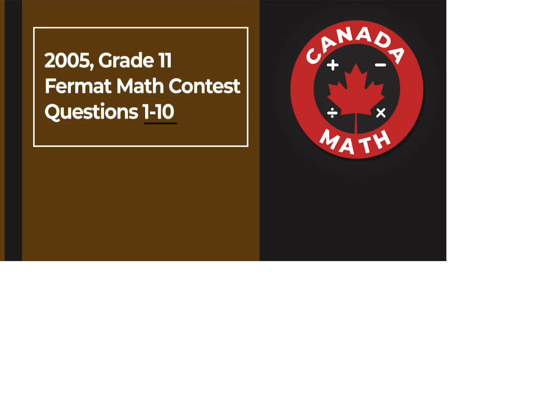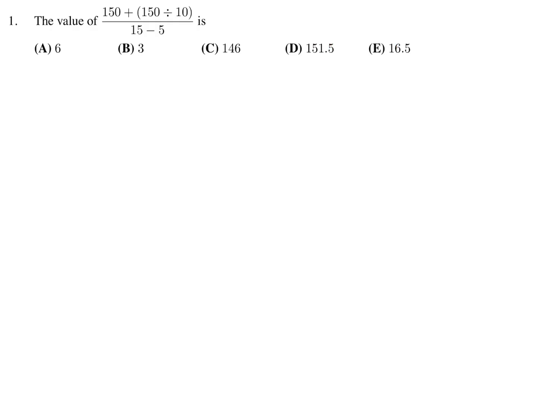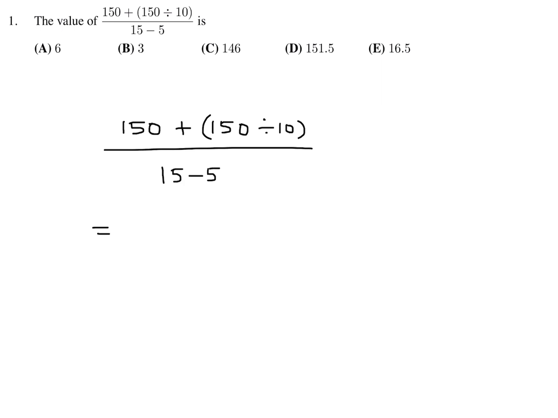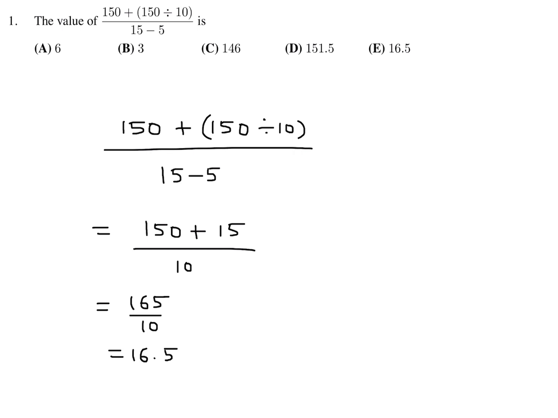Questions 1 through 10 on the 2005 grade 11 Fermat math contest. The value of this term is 150 plus 150 divided by 10, all over 15 minus 5. So 150, we'll leave that alone for now. 150 divided by 10 is 15, and 15 minus 5 is 10. So this is 165 over 10, and that is 16.5. So number 1, the answer is E.